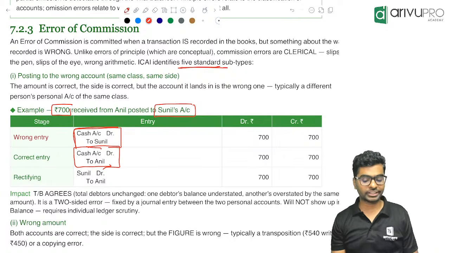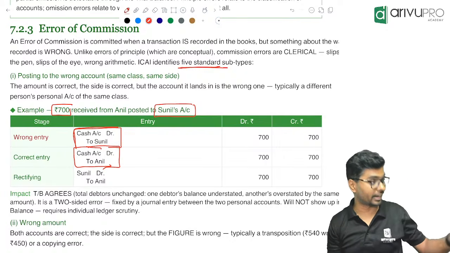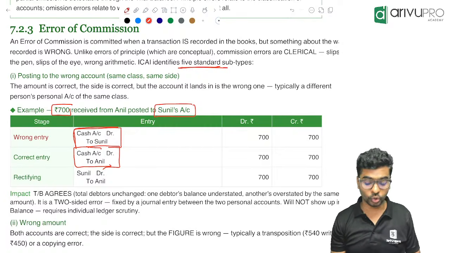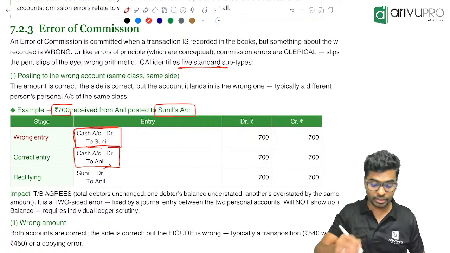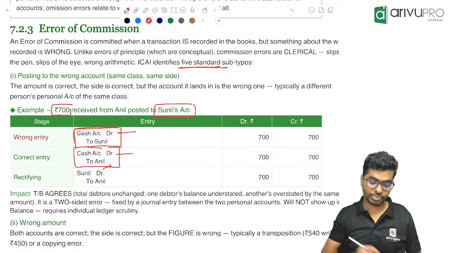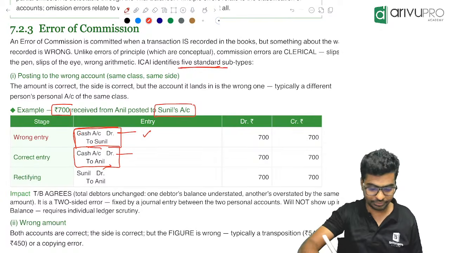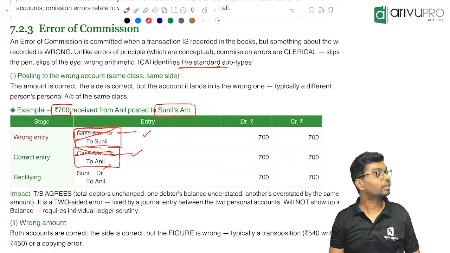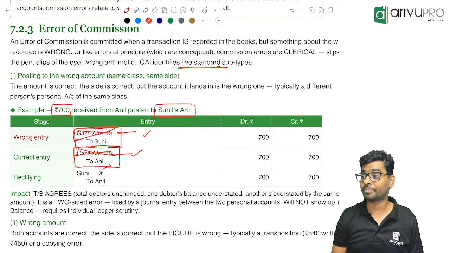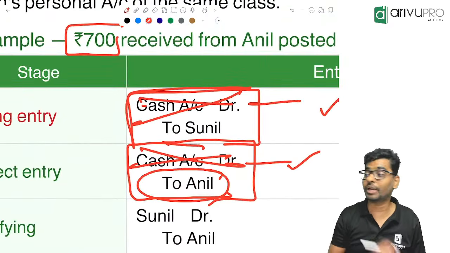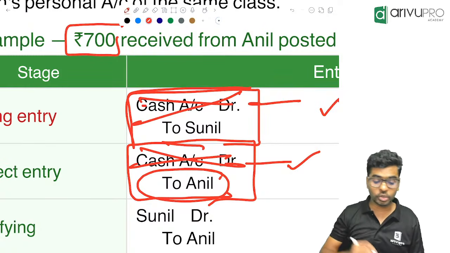Cash account debited to Sunil is my wrong entry. Correct entry is what? Cash account debited to Anil. How do you rectify it? First, check your debit. Who should have been debited? Did you debit him properly? So I don't have to rectify my debit. I will come to credit. Who should have been credited? Who's credited?